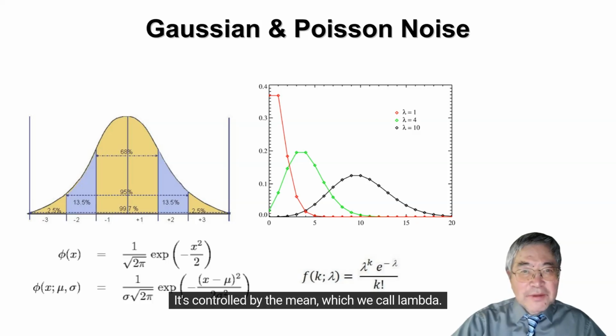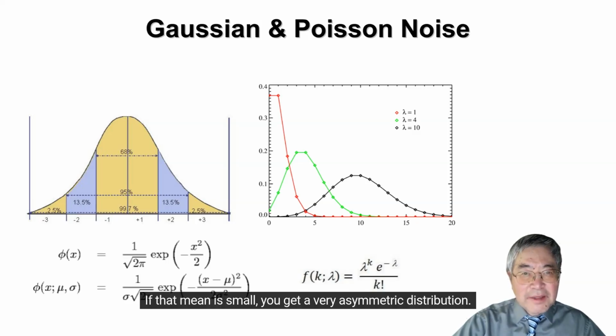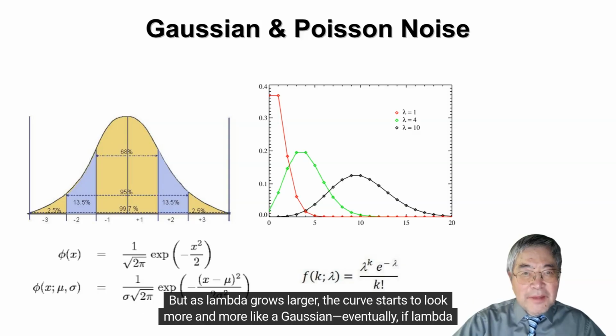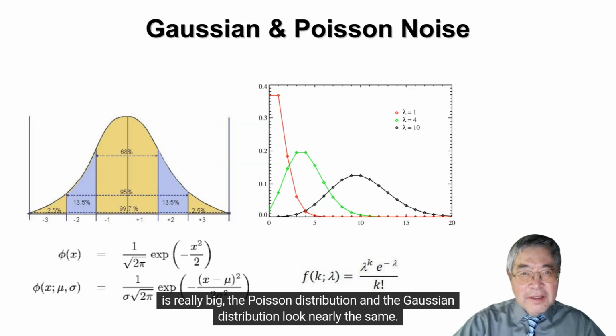It's controlled by the mean, which we call lambda. If that mean is small, you get a very asymmetric distribution. But as lambda grows larger, the curve starts to look more and more like a Gaussian. Eventually, if lambda is really big, the Poisson distribution and the Gaussian distribution look nearly the same.